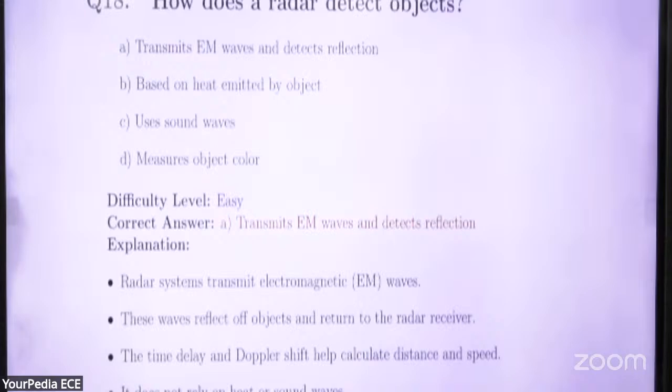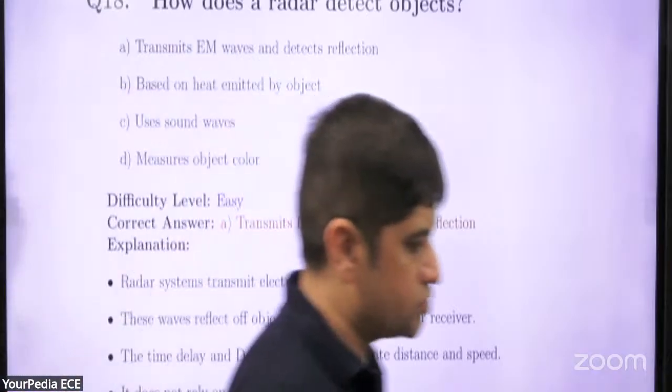So easy difficulty level. So the paper of BEL Electronics was quite easy.